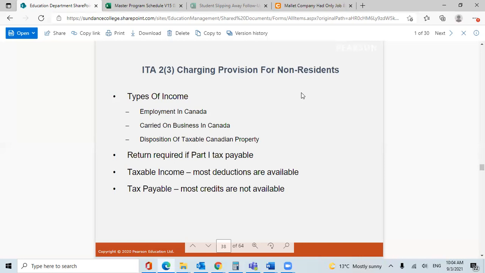Non-residents: if a person is a non-resident, does he need to pay income taxes? There are three types of income for non-residents. One is employment in Canada. The second is carrying on business in Canada. The third is disposition of taxable Canadian property. So at any time in the year or a previous year, income tax will be paid as required by the Income Tax Act on a person's taxable income earned in Canada for the year, determined need to pay or not. Taxable income and most deductions are available. Tax payable, most credits are not available.